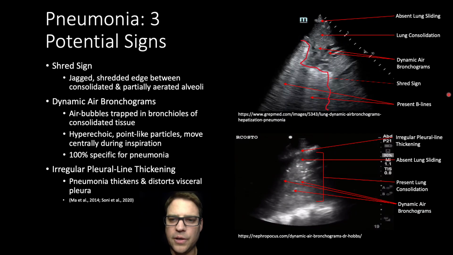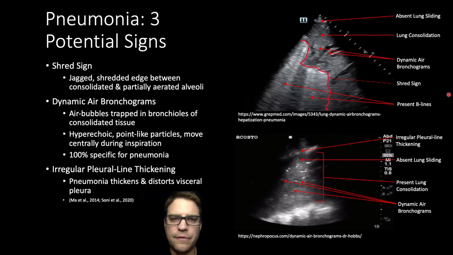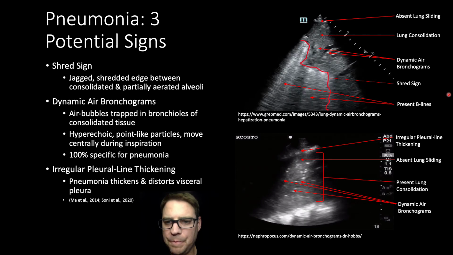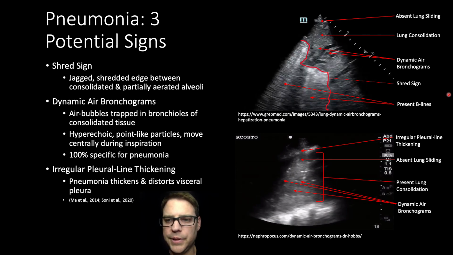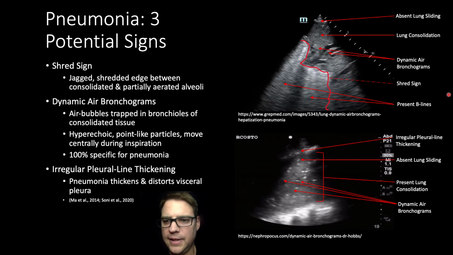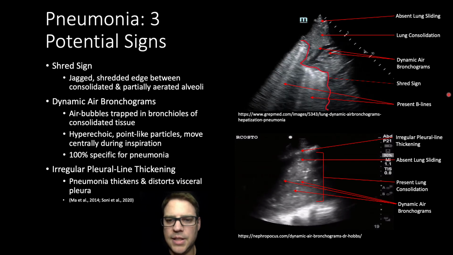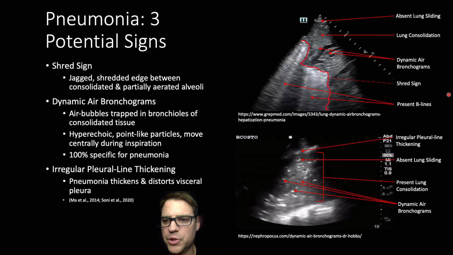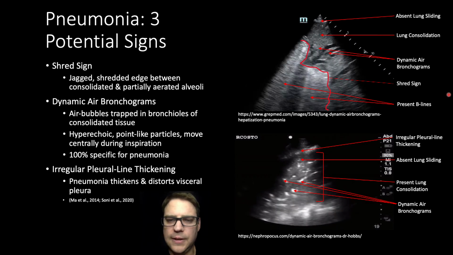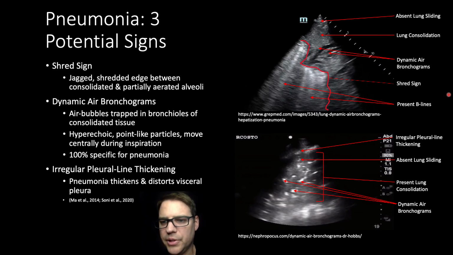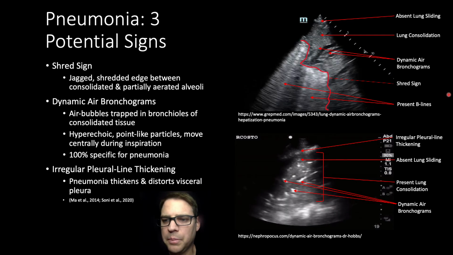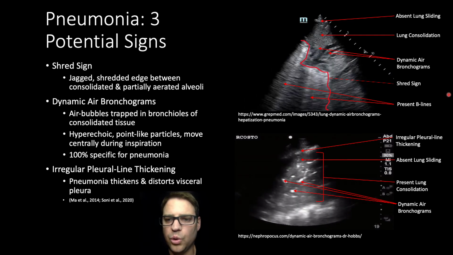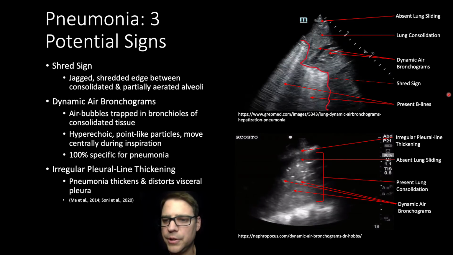The shred sign may occur when consolidation from pneumonia affects only part of a lung lobe. A jagged, shredded edge appears at the interface between consolidated tissue and partially aerated alveoli. Dynamic air bronchiograms are bubbles trapped within the bronchioles of the consolidated lung tissue. They appear as hyperechoic, point-like particles that move centrally or away from the transducer during inspiration.